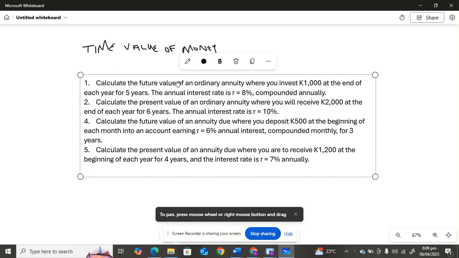All right, so I have a question here. Calculate the future value of an ordinary annuity where you invest 1,000 at the end of each year for 5 years and the annual interest rate is 8% compounded annually.